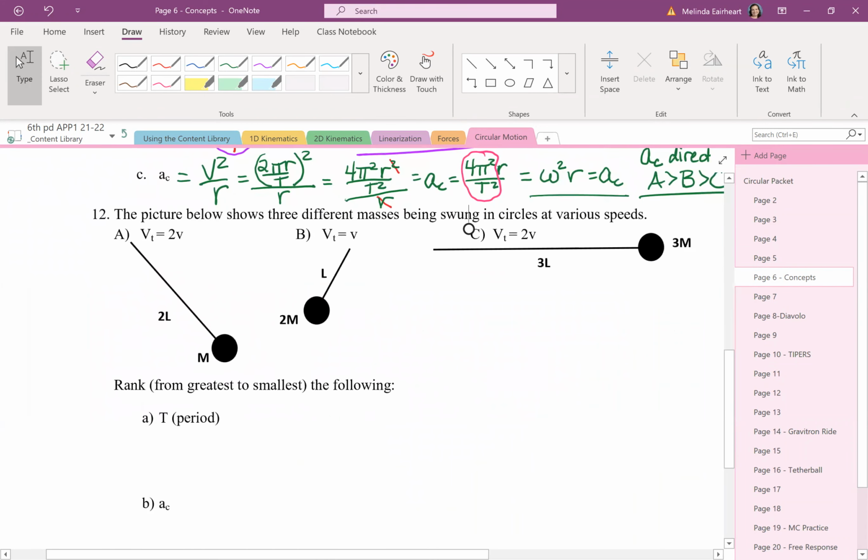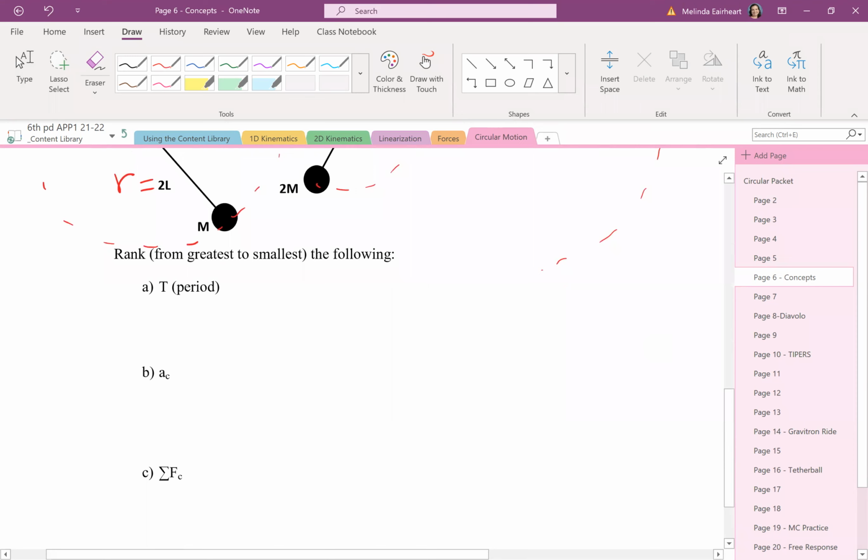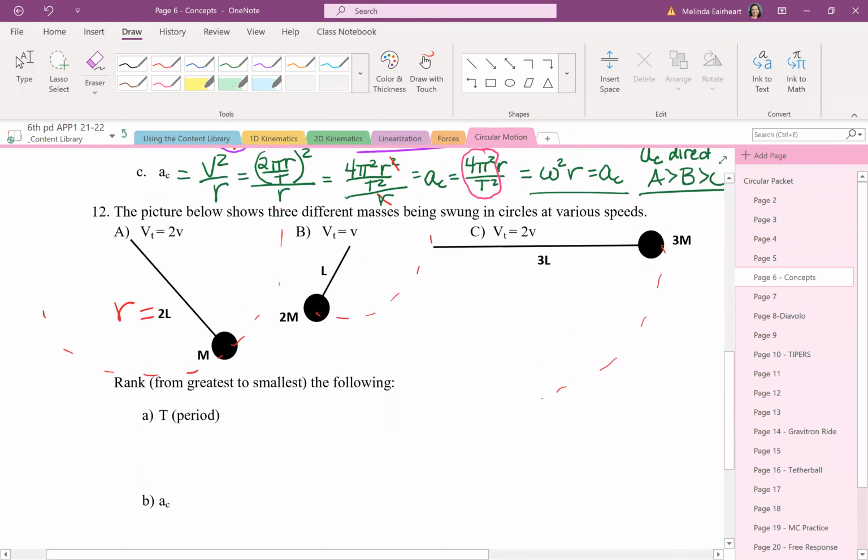And so are we given radius? They give us length. If you were to imagine all of these making a circle, which is the assumption, is the length equal to the radius? Yeah, okay, we'll assume they're vertical circles, so 2L, L, and 3L are the radius. Rank from greatest to smallest the following: period, centripetal acceleration, and net centripetal force.